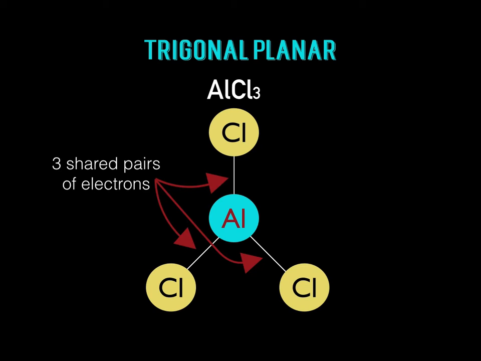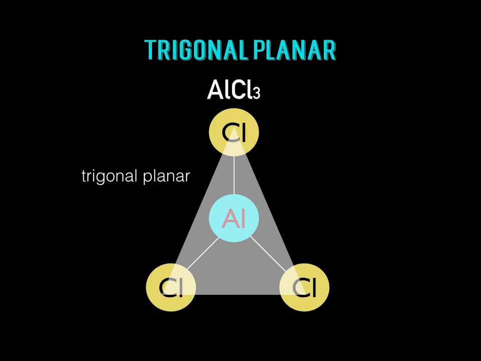No lone pairs, so that makes a trigonal planar, a plane. Just think about a flat sheet of paper, how flat it is. It doesn't have any 3D elements to it. It's just a flat sheet. Likewise, this molecule is flat.